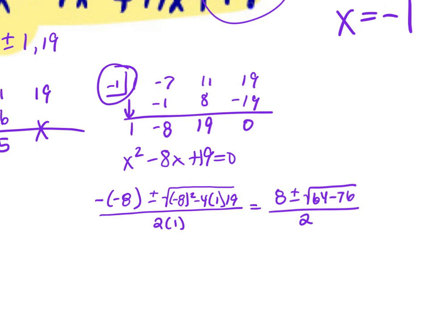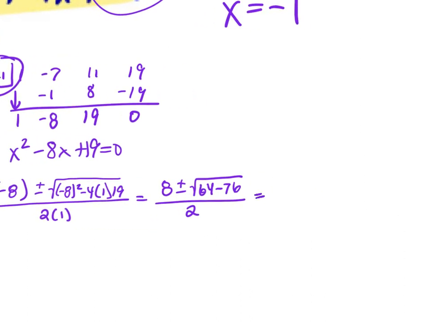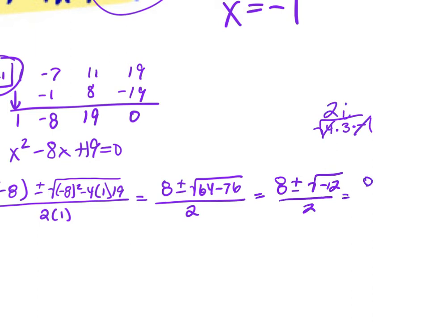At this point, you should realize that underneath my radical I'm going to have a negative, which is okay. It just means we have an imaginary solution. So I have 8 plus or minus the square root of negative 12, over 2. We have to break down negative 12, so it's 4 times 3 times negative 1. The square root of 4 is 2, and the square root of negative 1 is i. So this actually becomes 8 plus or minus 2i root 3, over 2.